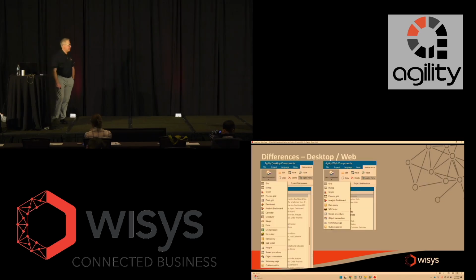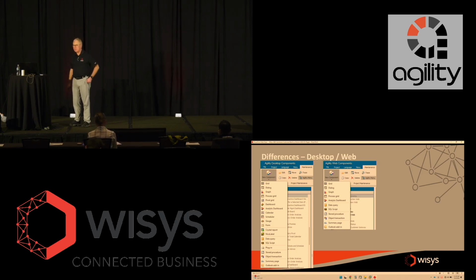So there are some differences. And I talked to Brennan over at Harvest, and he really likes the product, but it doesn't have something that he likes, so he's frustrated. So the components here, these are the web components, and these are the components in the Agility Design Studio for the desktop. And there's a lot of similar ones.